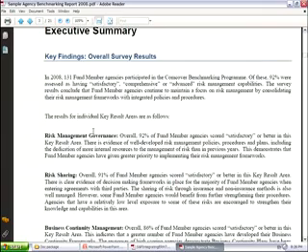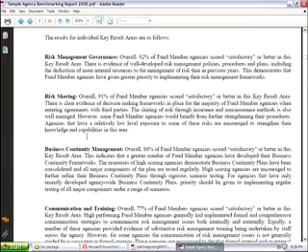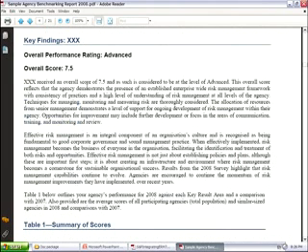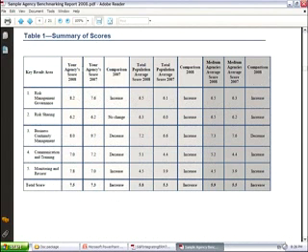So this is the outcome. They come up with an overall score. This is a quantitative approach, and then how that works with different parts of the organisation.